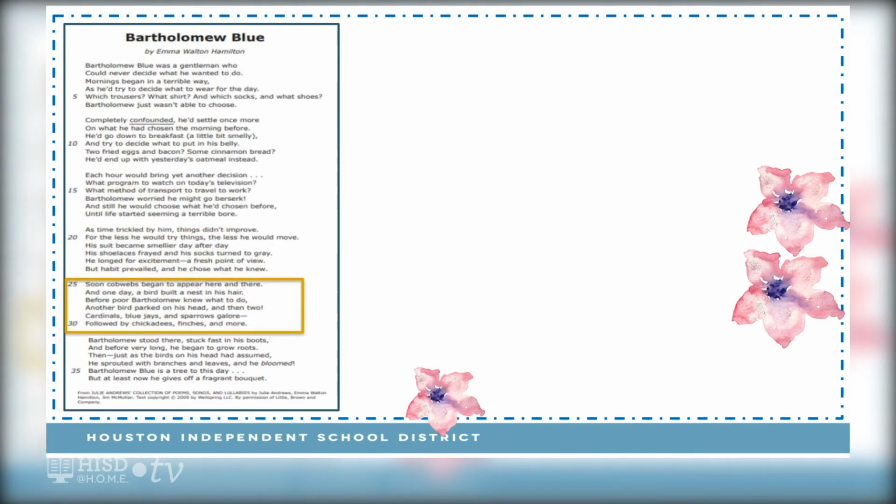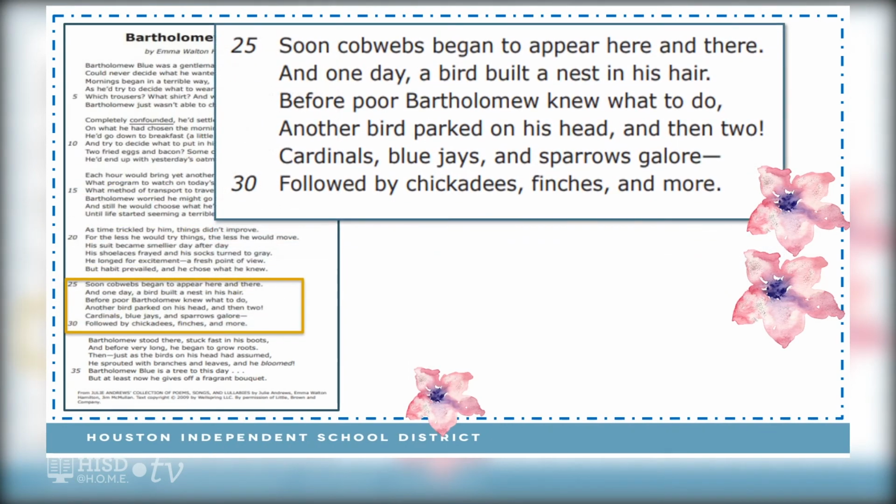Let's read stanza 5. Soon, cobwebs began to appear here and there, and one day a bird built a nest in his hair. Before poor Bartholomew knew what to do, another bird parked on his head, and then two. Cardinals, blue jays, and sparrows galore, followed by chickadees, finches, and more.